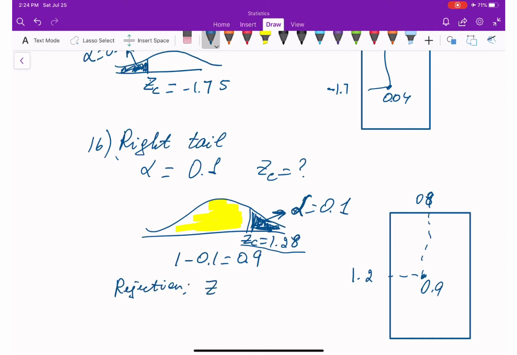is for z greater than 1.28. If our alpha would be on the left side, then it would be z less than our z critical, okay? Because our alpha is in the right tail, right here, greater than there. Therefore, z has to be greater than 1.28, so we would get into the rejection area. Okay.